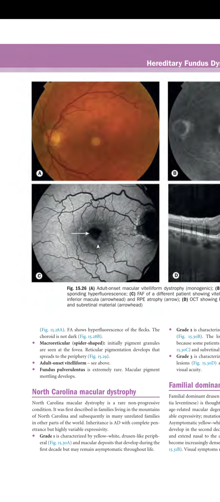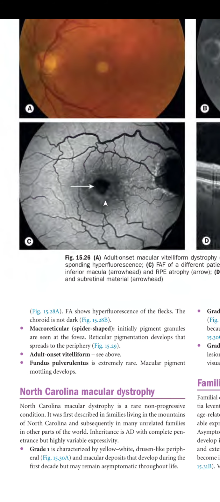Then there is a North Carolina macular dystrophy. North Carolina macular dystrophy is a rare non-progressive condition. It was first described in families living in the mountains of North Carolina. So it is a geographically based dystrophy, and subsequently found in many unrelated families in other parts of the world. Inheritance is autosomal dominant with complete penetrance but highly variable expressivity.